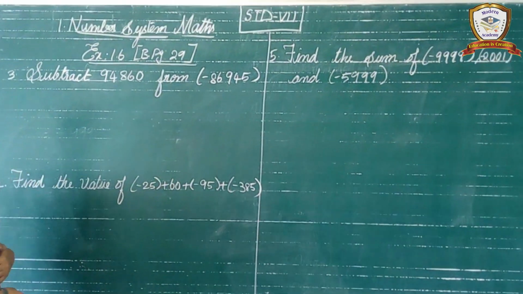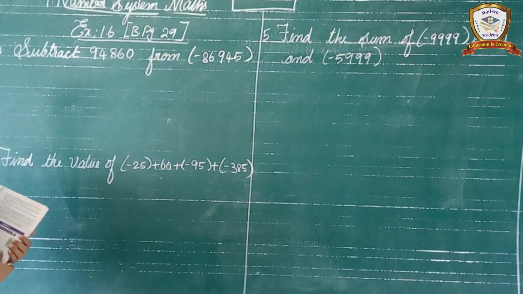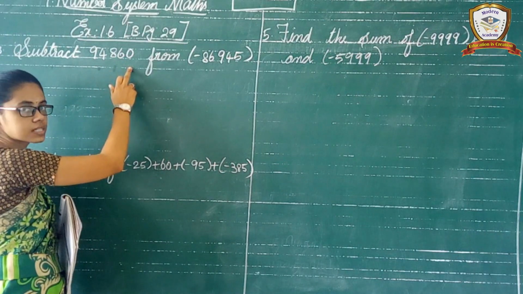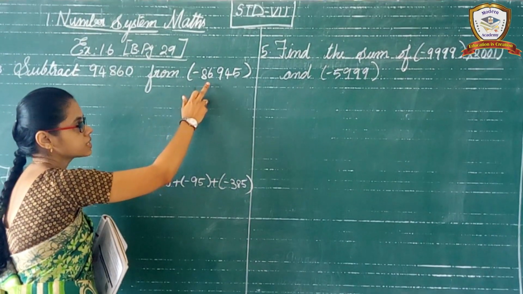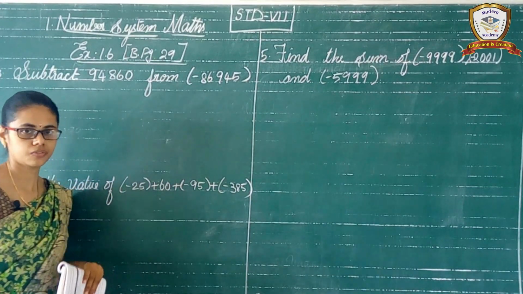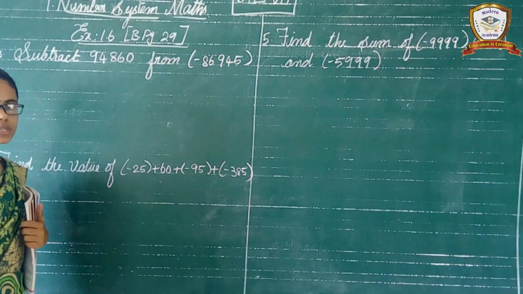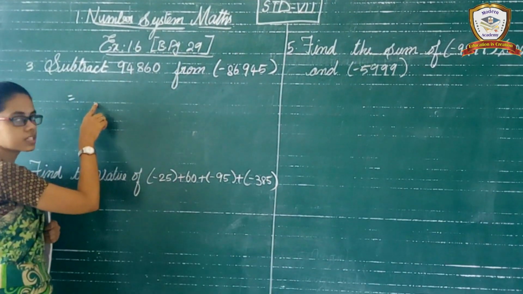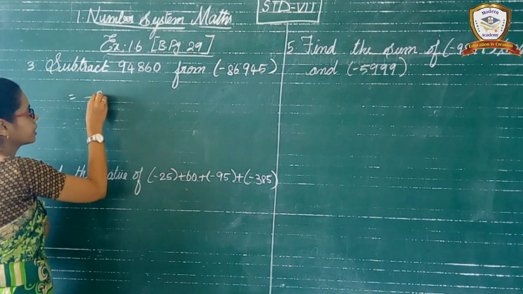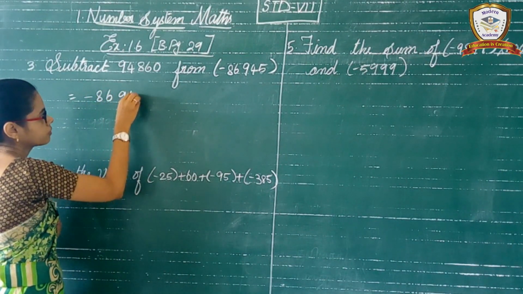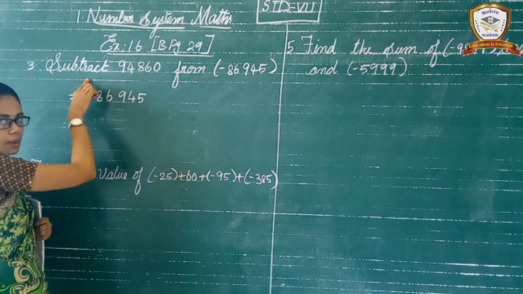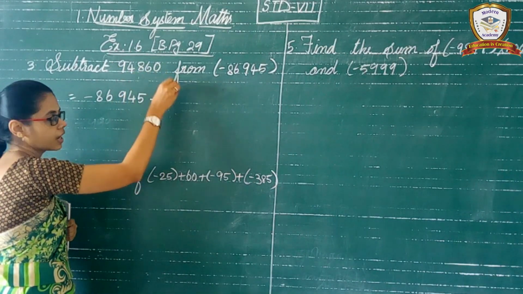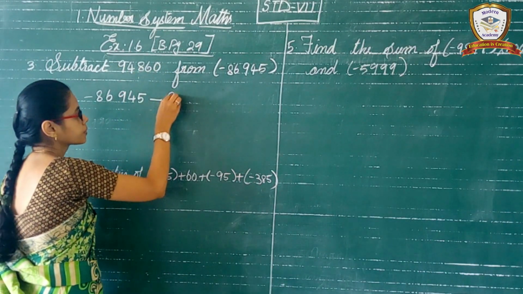Okay. Next, see the third sum. What they are asking? See the third sum. Subtract 94,860 from minus 86,945. So you should subtract these two numbers. Okay. So first you should take the after number. So you take first. You have to write here. That is minus 86,945. So what they given? Subtract. Subtract means minus. So minus from before number you should take and write second one.